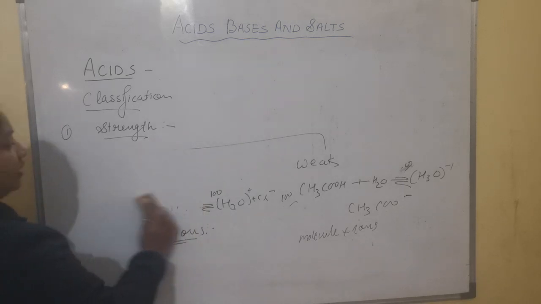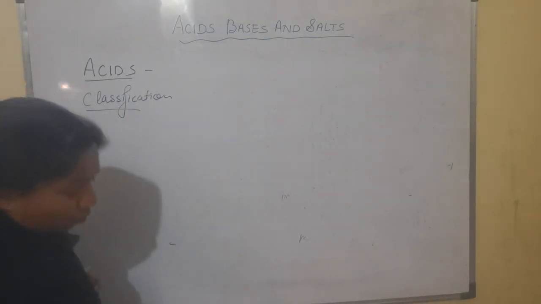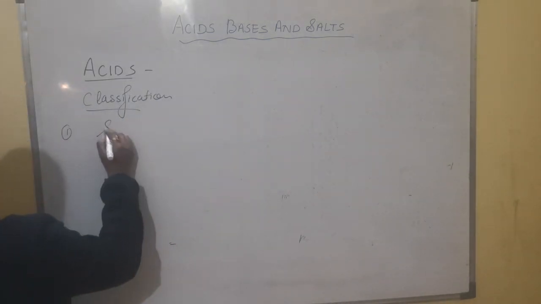Next, the second classification, we will see on the basis of source. Source means from where these acids are obtained.